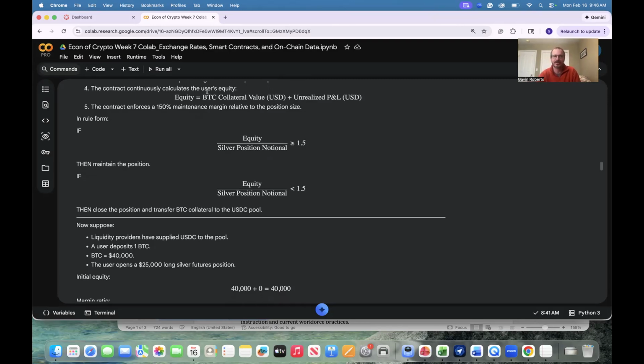So what the contract will do is it's going to continuously calculate the user's equity. So again, I'm the user. I put in Bitcoin collateral, so that's part of my equity. That's just sitting there in the account. And then I'm going to borrow this. I'm going to take these US dollar coins and buy silver futures, or maybe wrapped tokens that represent the value of silver futures, which we could do too.